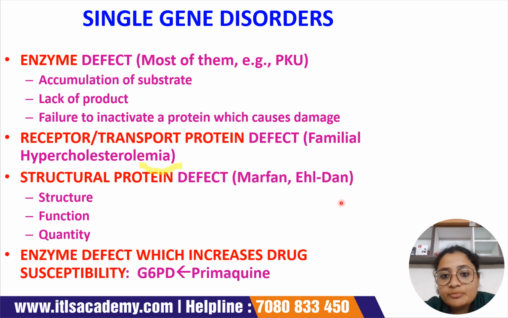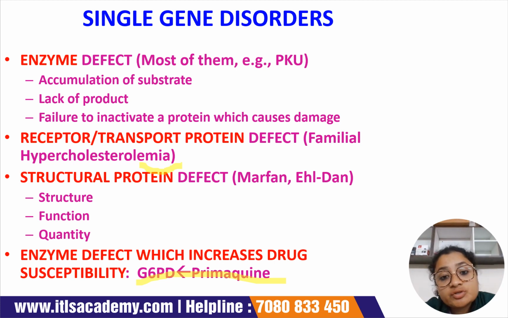These are all named by the name of the scientist or the famous persons who suffered from this disease once upon a time. So the structural protein defect will lead to problems in the structure, problems in the function, and problems in the quantity of that particular protein. Okay. And enzyme defect, which increases drug susceptibility, a very common example is given over here. That is G6PD. The full form of G6PD enzyme is glucose 6 phosphate dehydrogenase, which is a very important enzyme as far as carbohydrate metabolism is concerned.